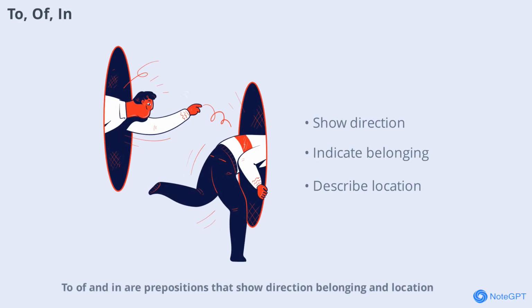To, of, and in are prepositions that show direction, belonging, and location. For example, go to school, a piece of cake, or in the room. These small words are used all the time and are key to making your sentences clear.